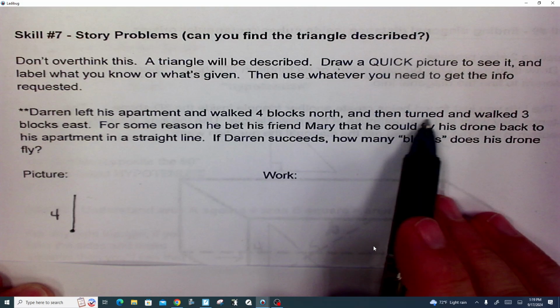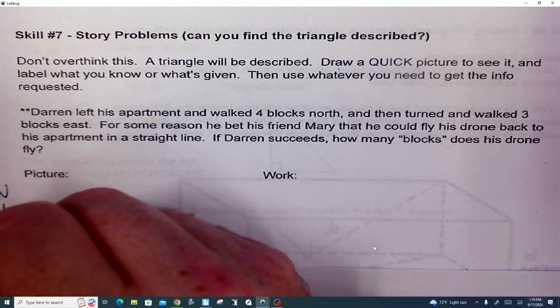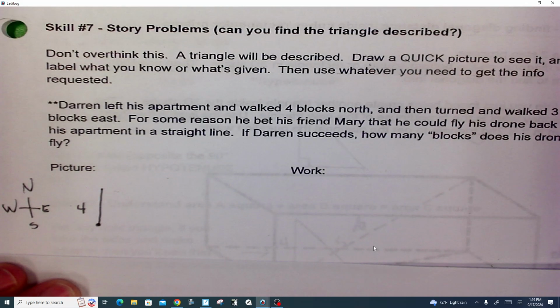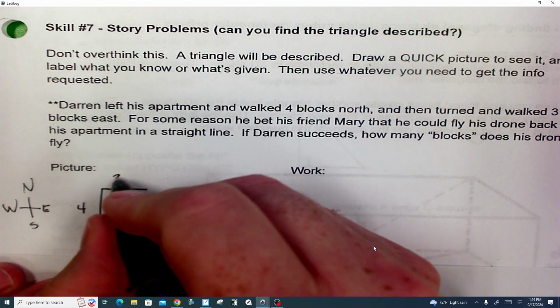Next, he turned and walked 3 blocks east. Well, how many people remember that in social studies class? North, east, south, west. You probably have some sort of memory tool. So he's turning and he's walking this way. How many blocks, guys? 3.